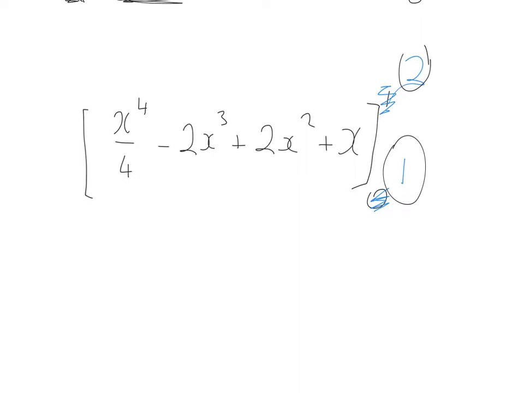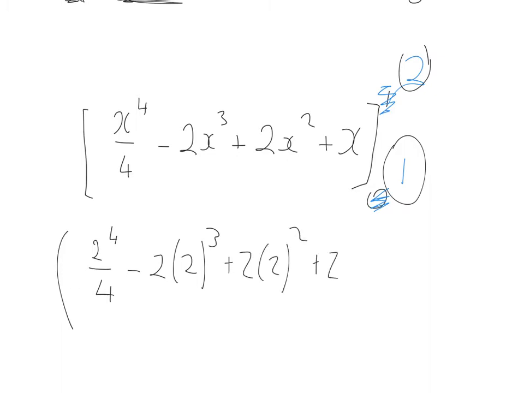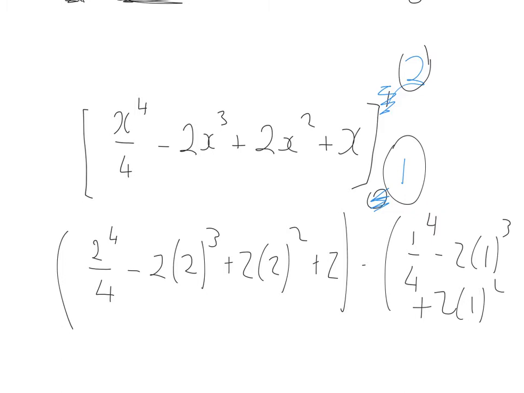So we've integrated and make substitution. So that's going to be 2 to the power 4 over 4 minus 2 lots of 2 cubed plus 2 lots of 2 squared plus 2, close the bracket, minus, open up, 1 to the power 4 over 4 minus 2 lots of 1 cubed plus 2 lots of 1 squared plus 1, close the bracket.